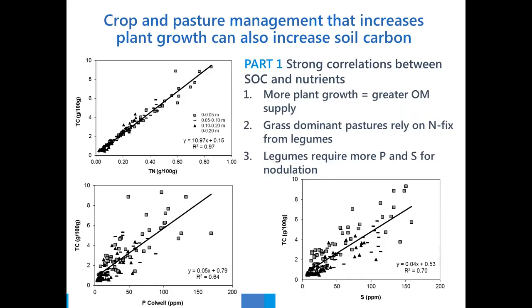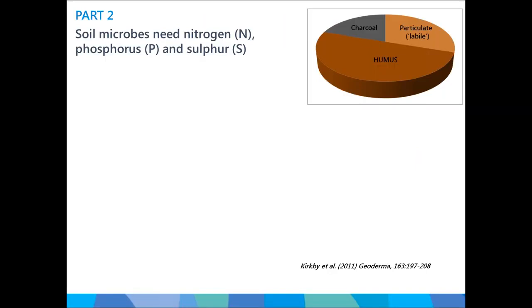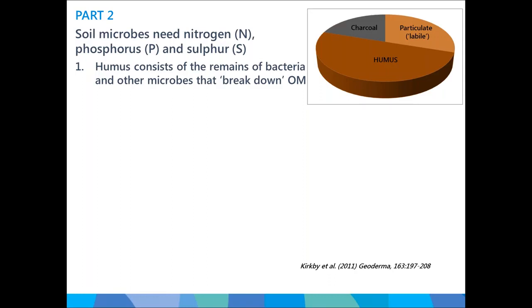We know that for our grass dominant pastures, they're relying on nitrogen fixed from legumes, and that means that they need phosphorus and sulfur for nodulation for the rhizobia to fix nitrogen, which is really important. But the fun doesn't stop there, because there's a part two. Now our soil microbes also need nitrogen, phosphorus and sulfur. So just like us, they can't just survive on carbon. They need a whole heap, a balanced diet, a whole heap of other nutrients as well.